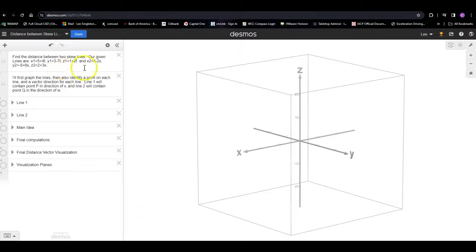You should have seen another video on how to tell if they're skew, parallel, or intersecting. In this one, we're just going to graph them. It'll be pretty obvious that they're skew.